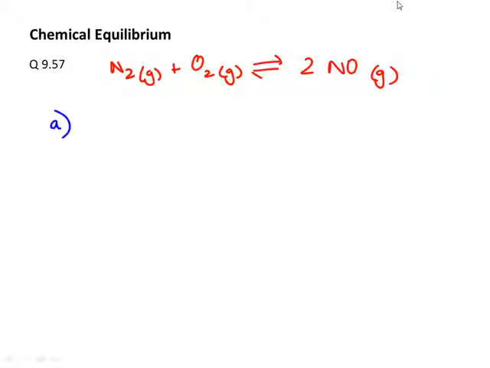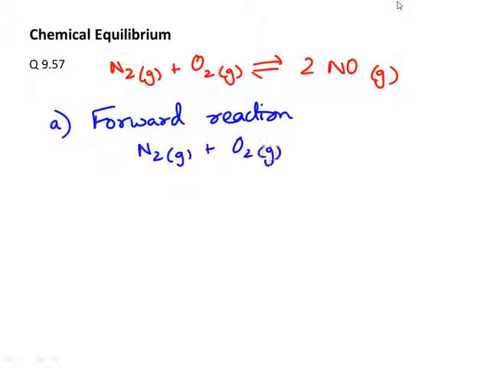Question number 57. This has to do with chemical equilibrium. Let's consider the following equilibrium system: nitrogen gas plus oxygen gas makes 2NO gas. First part says, write the chemical equation for the forward reaction. Forward reaction implies a reaction that's written as going from left to right. In other words, the forward reaction in this case is simply N2 gas plus oxygen gas going to make 2NO gas.